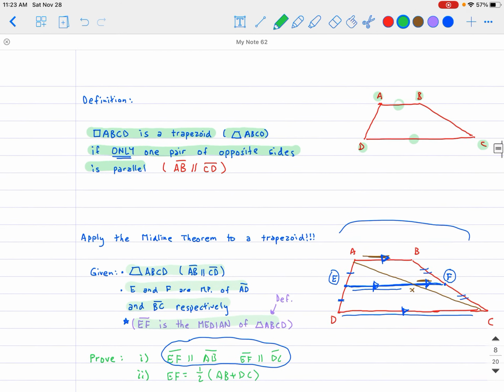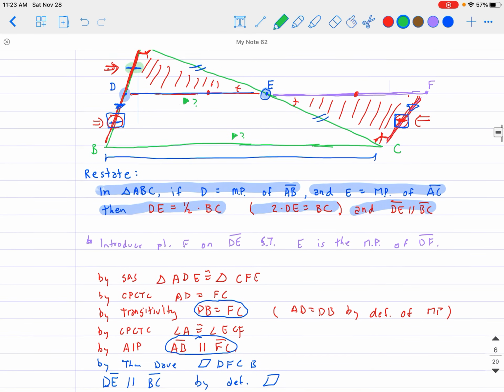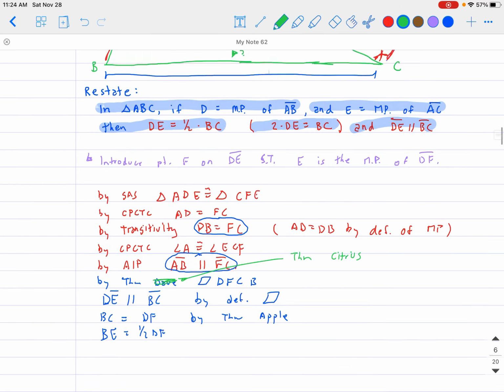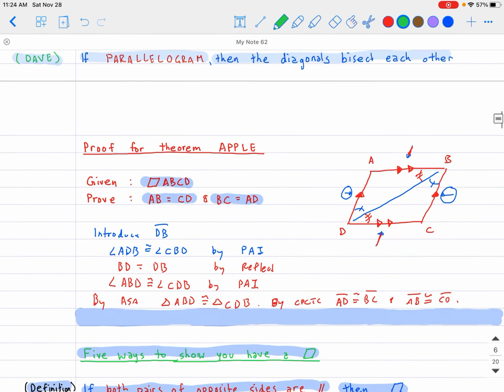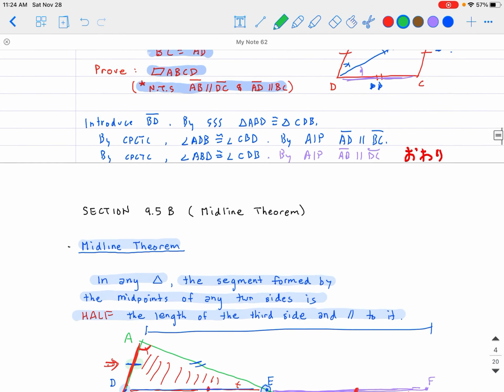Oh, and actually, you know what? I just realized something too. Let's see. By theorem Dave. Ooh, I cheated for this one. This is not called theorem Dave. It was called theorem Citrus, if I remember correctly. So let me go ahead and change that over here, because we have a side and the sides are congruent and parallel. Yes, so that is actually theorem Citrus. Okay, and just to make sure that I was correct, right there, see, theorem Citrus. If you have a quadrilateral where one pair of opposite sides are parallel and congruent, then it's a parallelogram. Yes, okay, sorry about that.